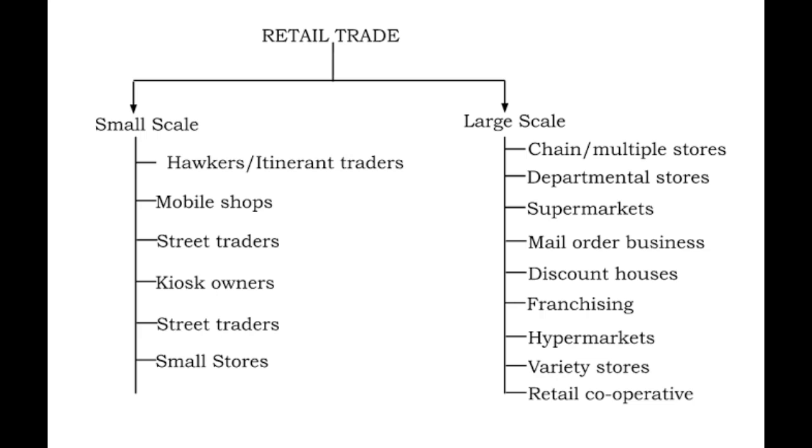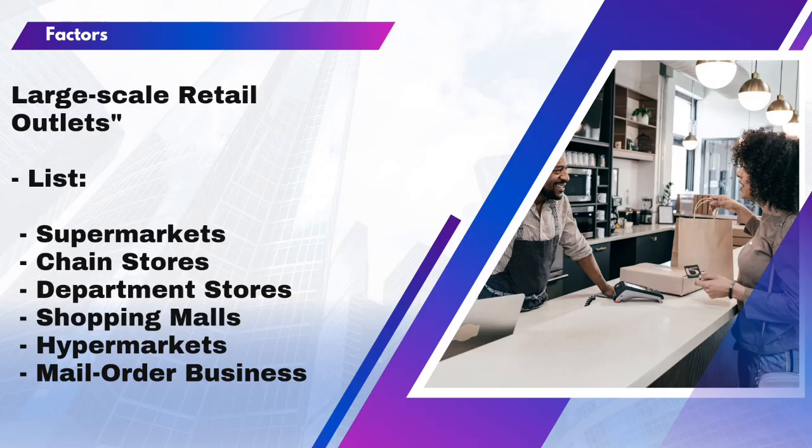Multiple retail outlets owned and operated by the same company. Example, the Body Shop branches across different locations. We have our departmental stores, that is our next one. They are large retail establishments offering a wide range of products organized into separate departments.